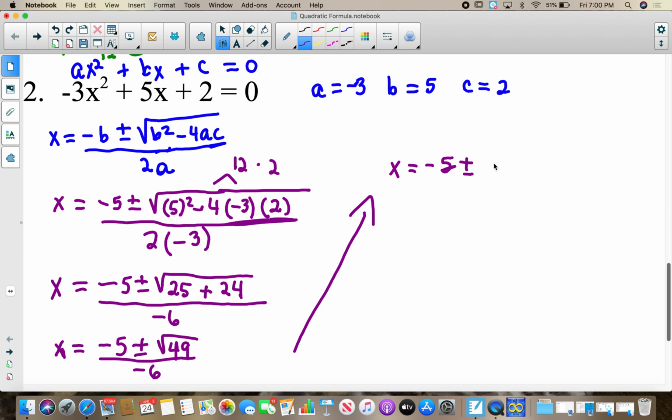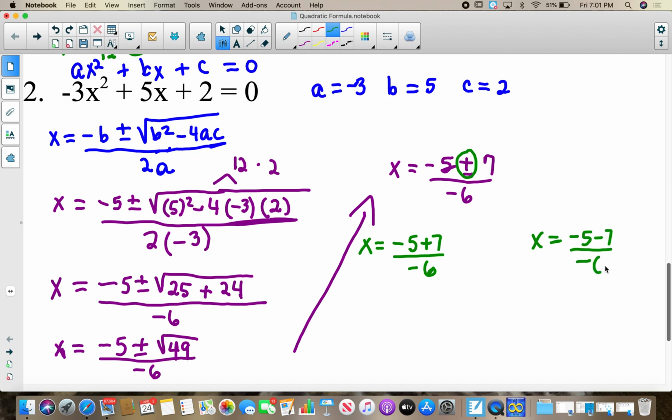What number do you have to square to get 49? That would be 7. And again, you can do that right on your calculator. Type in 49 and hit the square root key. And that is all over negative 6. The plus and minus here means to make this into 2 problems. So we are going to have one answer that looks like x is equal to negative 5 plus 7 over negative 6, and x is equal to negative 5 minus 7 over negative 6.